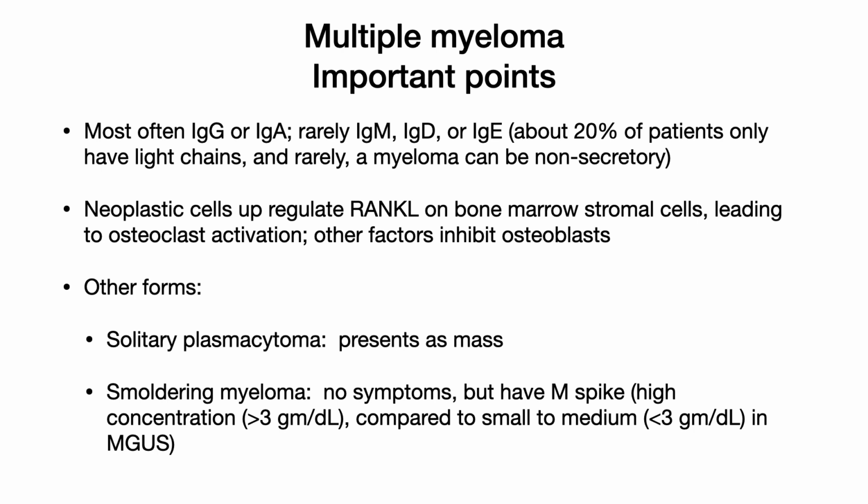And then there's another one they talk about called a smoldering myeloma, which sounds a little bit like MGUS, but it's a little bit different. With a smoldering myeloma, you have no symptoms, but they have a really high M spike. The concentration is greater than 3 grams per deciliter. Whereas with an MGUS, a monoclonal gammopathy of undetermined significance, the M spike is smaller, less than 3 grams per deciliter. Similar, but a little bit different based upon the amount of immunoglobulin it's putting out.